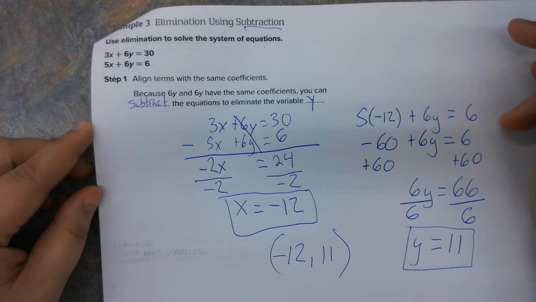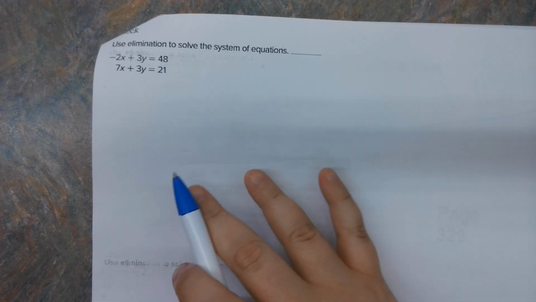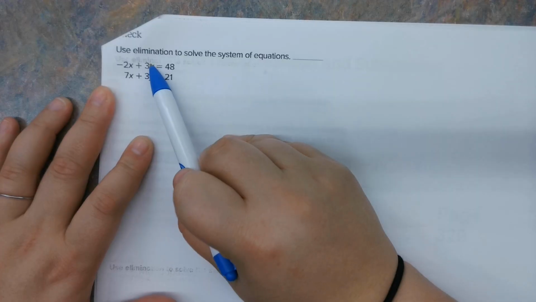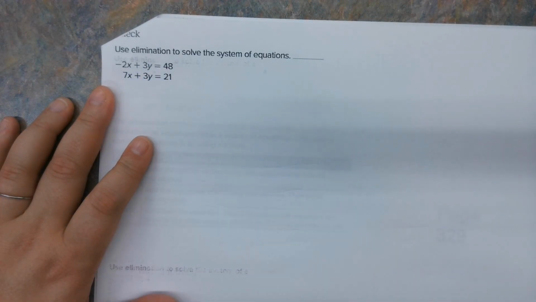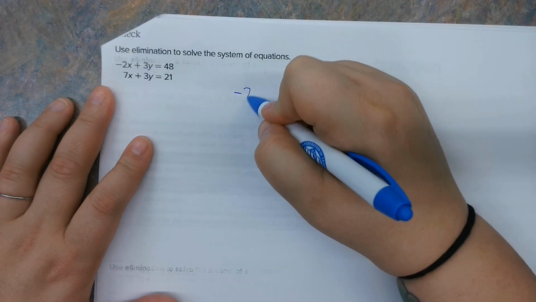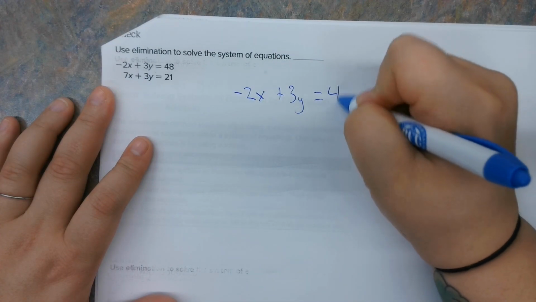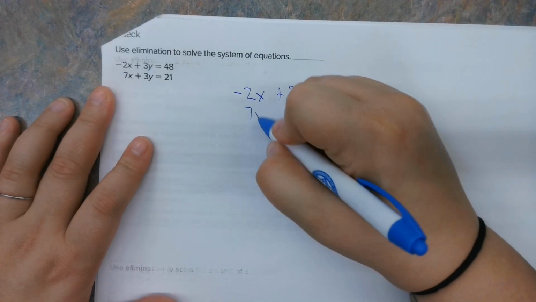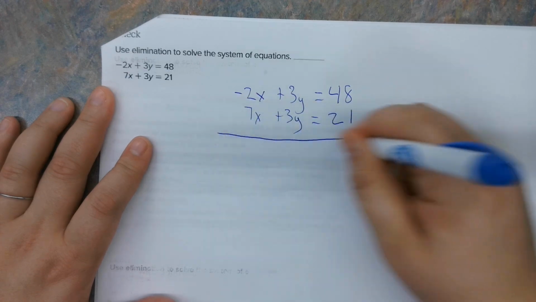One more thing you have to do on notes today is you have to do the check for example number 3. So here we go. Try the check, pause the video, come back when you're done. So I see that we have the same variable right here. It's a 3y and a 3y. It's the same sign, so I'm going to subtract. Put them on top of each other. Negative 2x plus 3y equals 48. 7x plus 3y equals 21.